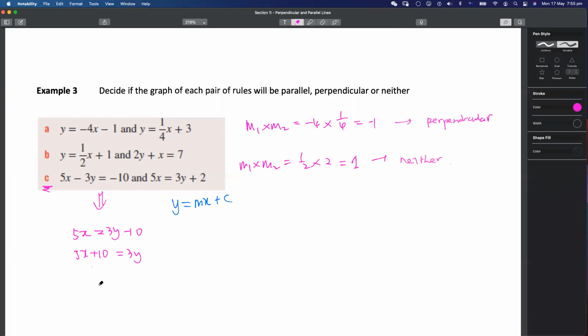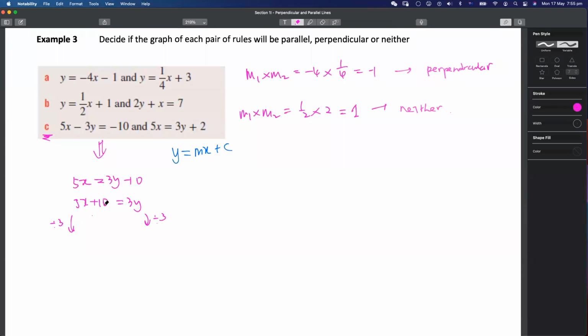All right, and divide by 3 for both sides. I have 5/3x plus 10/3 and it's equal to y. Okay. Therefore, writing in this format, y is equal to 5/3x plus 10/3. Okay. Next one.